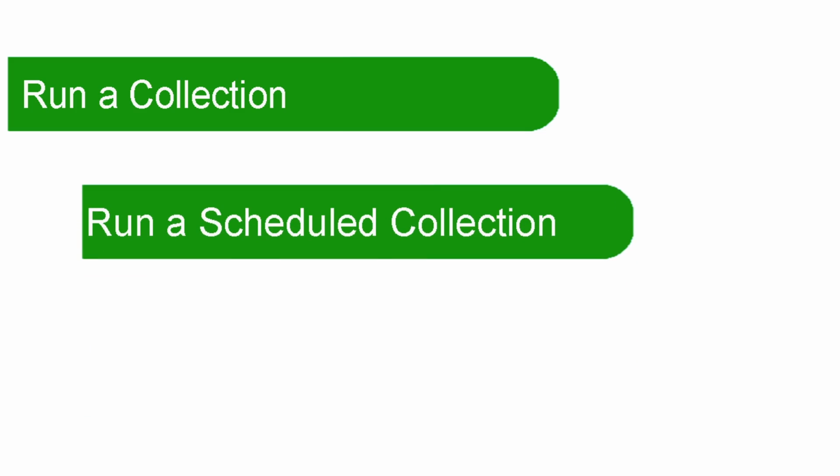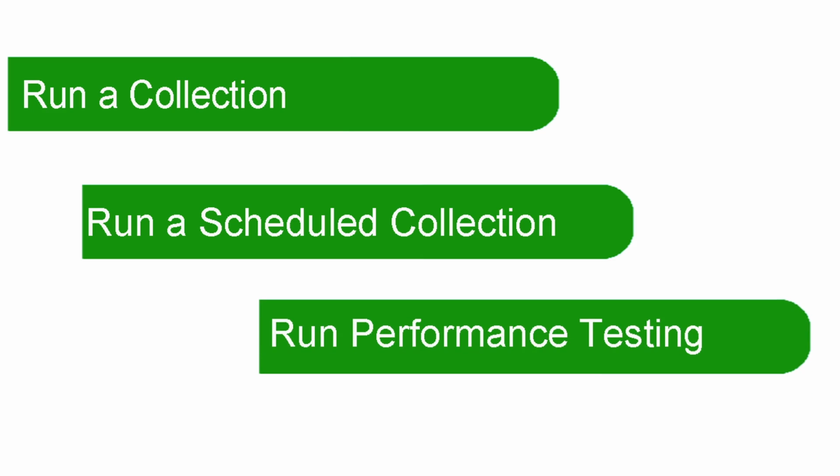Subsequently, we will see how we can run a scheduled collection where we can specify and configure a schedule for when a particular collection should be executed, and in that way we can have a more automated type of scheduling of our API invocations. And last but not least, we will also see how we can run performance testing using Postman. Postman provides quite a rich set of features which we can use for performance testing, and then we can generate reports based on that.